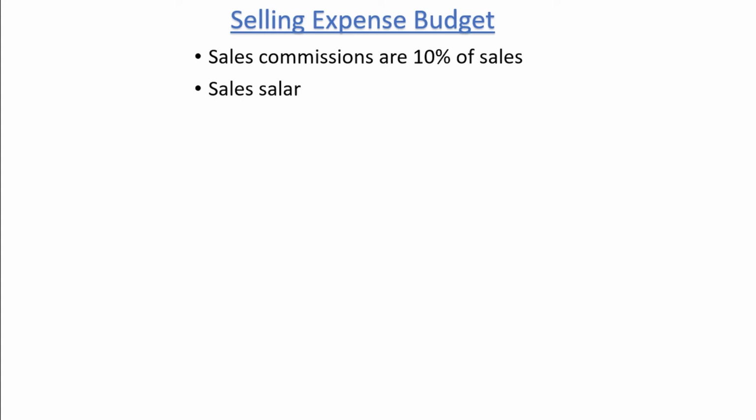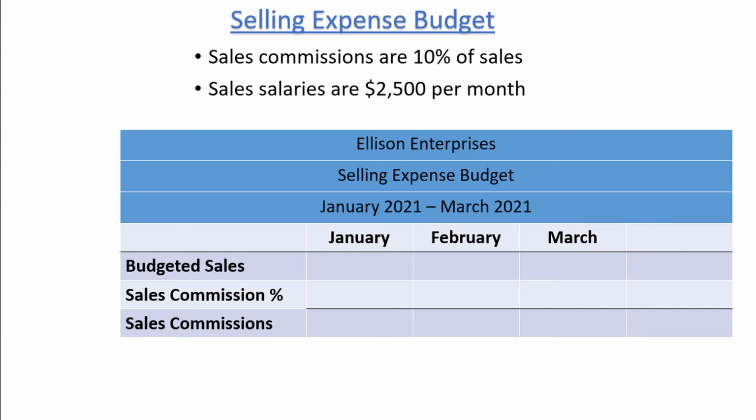Let's begin with the selling expense budget. This one is relatively straightforward. Simply list the budgeted cost of any expense relating to the sale of products. In our case, we are told that the sales workers are paid a 10% commission on sales on top of a flat $2,500 salary per month. These are the only 2 selling expenses for this company, but if there were more, of course you would include them in the budget. The first step is to calculate the commissions.